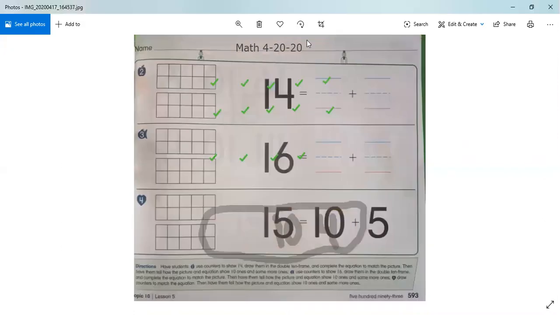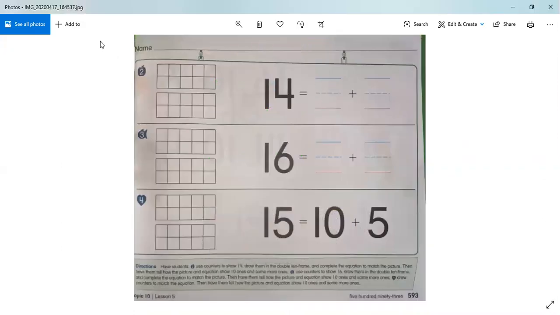All right, number 2. Okay, so go ahead and put a 2 on your paper so you don't forget. Right, here's our number 2. Okay, so it says, use counters to show 14. Draw them in the double 10 frame and complete the equation to match the picture. Okay, so we need to show 14 in here, almost like our school bus. So that means we need to fill up the first one and the rest of them go in the second one. So let's go ahead and do that.